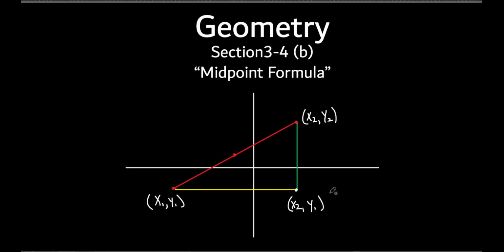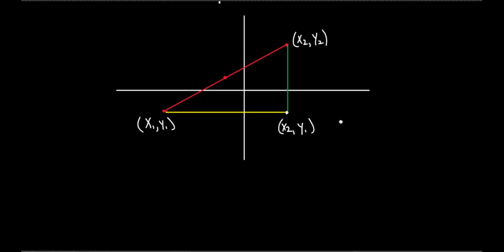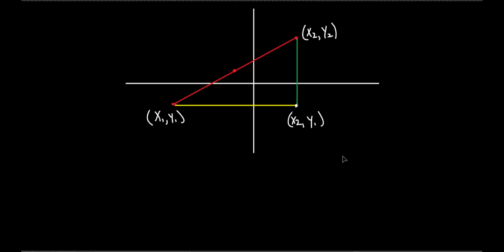Everybody good? This is a little easier, I think. You don't have to do the Pythagorean theorem, which is nice. Okay, this one's a little bit easier. So what we're going to do is find the midpoint of the yellow one, right? Where is the midpoint of the yellow one? Do I just guess and put a point? No, I want to figure out where it is.